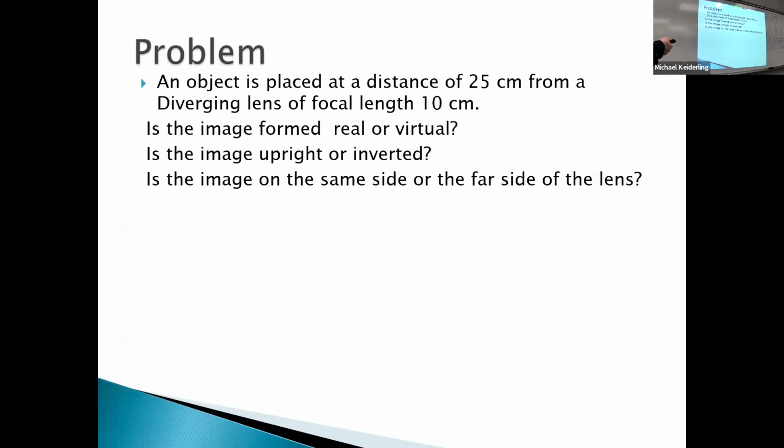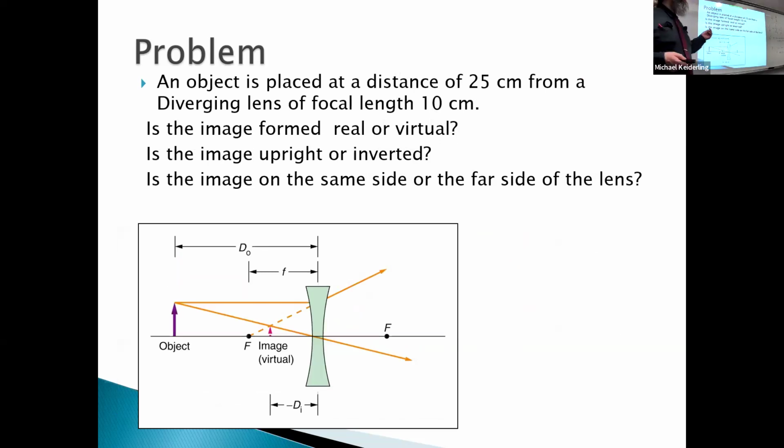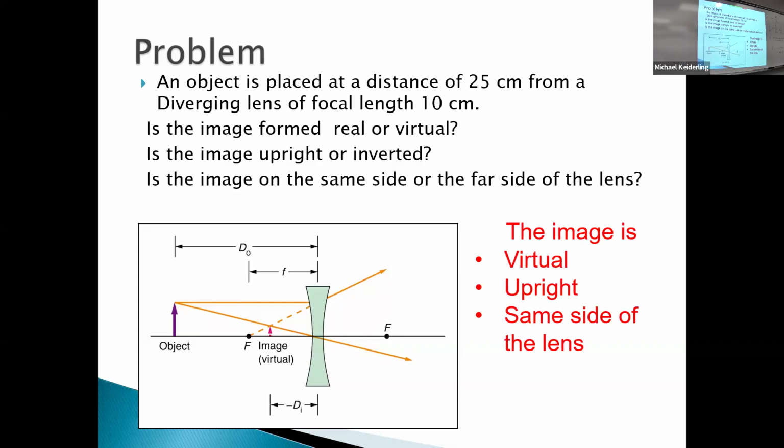Here we have an object placed at a distance of 25 centimeters from a diverging lens of focal length 10 centimeters. Was the image real or virtual? Is it upright or inverted? Or is it on the same side or the far side of the lens? Well, this is a diverging lens. For diverging lenses, the image is always virtual, upright, and on the same side of the lens as the object. And here are the ways you can draw it.